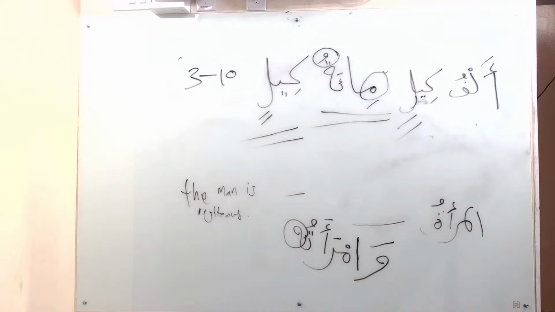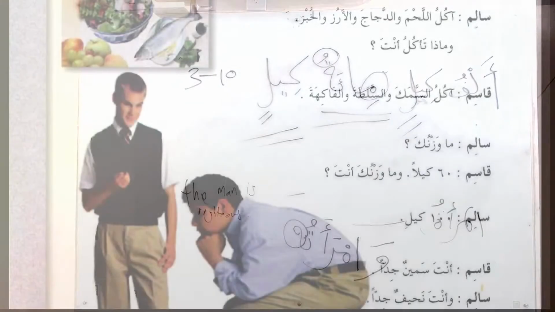So we have mi'atu kilin. It looked like a single kasra on the lam, so make sure you put an extra kasra on it there.